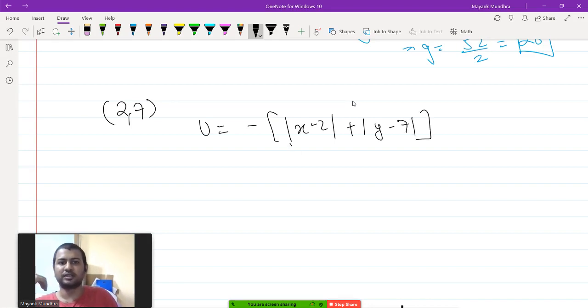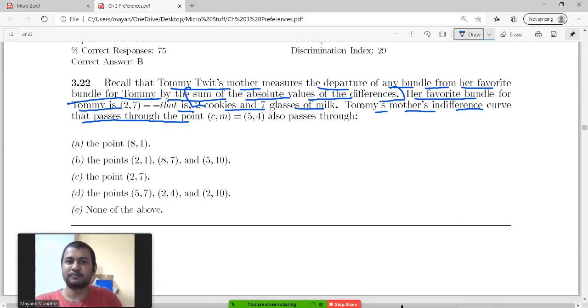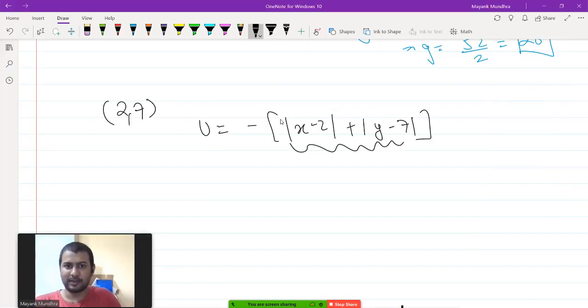Okay, so now this is basically the sum of the absolute value of the differences. And this negative here just suggests that your utility reduces as you go away from 2 comma 7. Your utility is 0 at 2 comma 7 and it is negative everywhere else, which makes sense because you want the maximum to be the point 2 comma 7. The further away you are from the point 2 comma 7, the sadder you get.